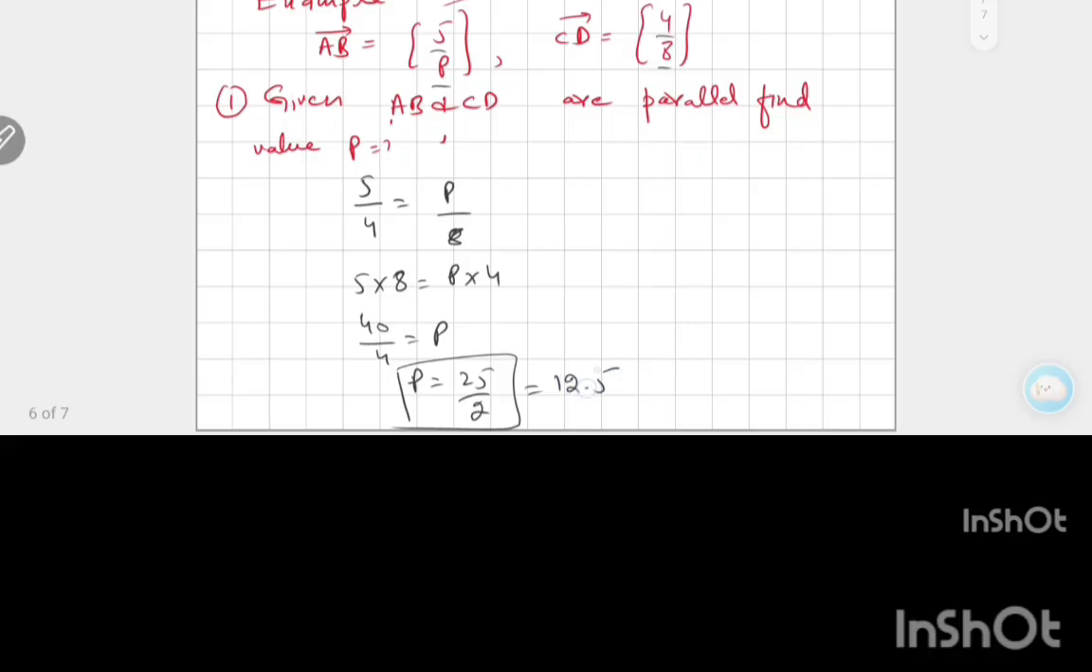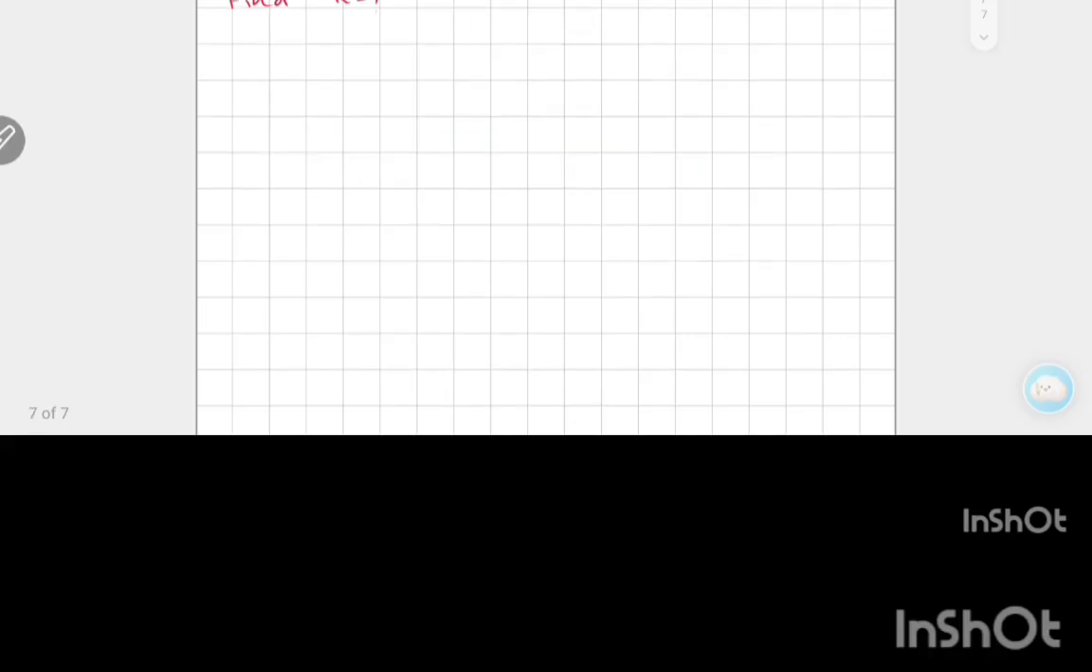Hopefully, dear friend, you can understand. AB is a vector, its value is 2a minus kb, and CD equals 6a minus 5b. Given that AB and CD are parallel, find the value of k. So here we have to write 2 divided by 6, because its a is the same, 2a divided by 6a, minus k divided by minus 5, because a and a cancel with each other.